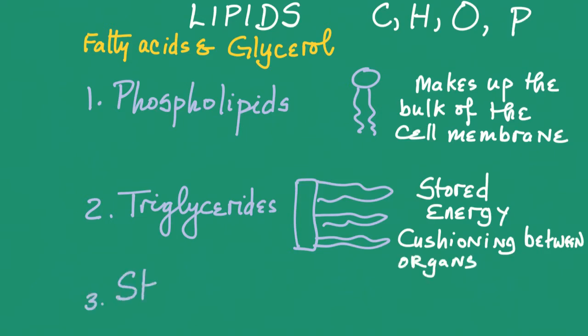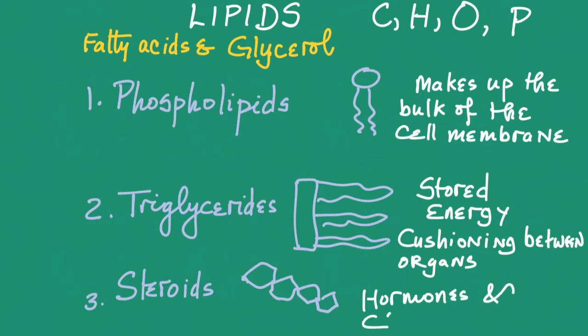The third class of lipids are steroids. Many of our hormones, such as testosterone, estrogen, cortisol, aldosterone, they're all made up of steroids. So hormones are steroids. Also, cholesterol is a steroid. Cholesterol is found in the cell membrane.